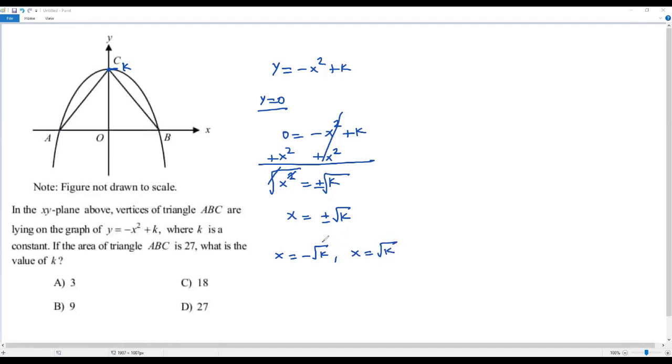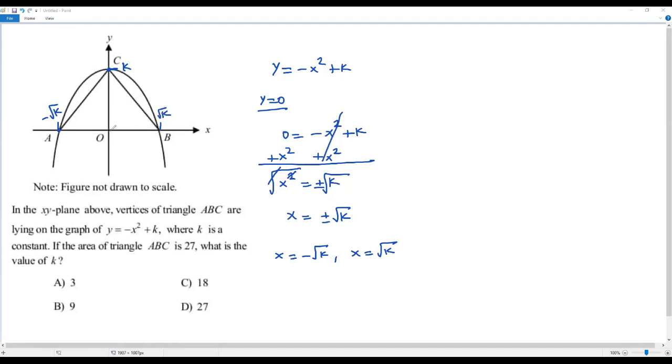Here one of the x-intercepts is negative, that is negative square root of k. So we'll have this negative square root of k at the point A over here, because this is the negative side of the x-axis. So the value we have on the x-axis at the point A over here is negative square root of k. And this is a positive value, and we'll have this x-intercept at the point B, because this is the positive side of the x-axis. So the value we have on the x-axis at point B over here is positive square root of k.